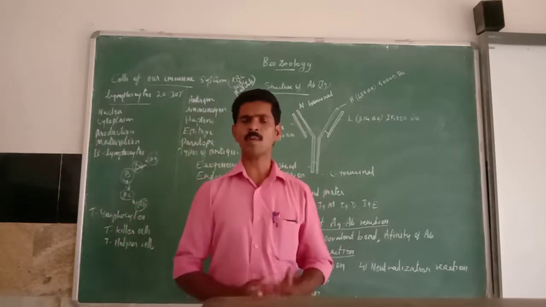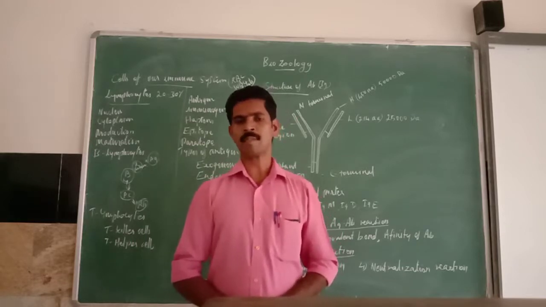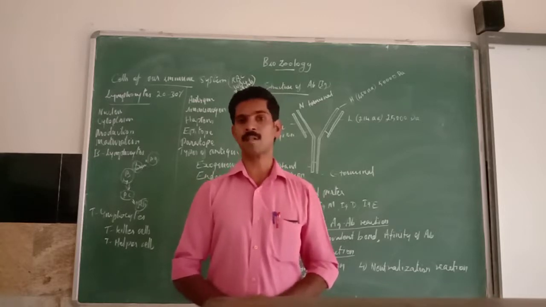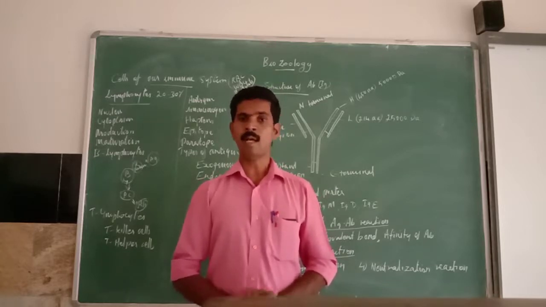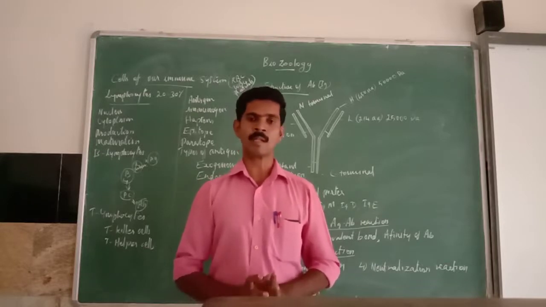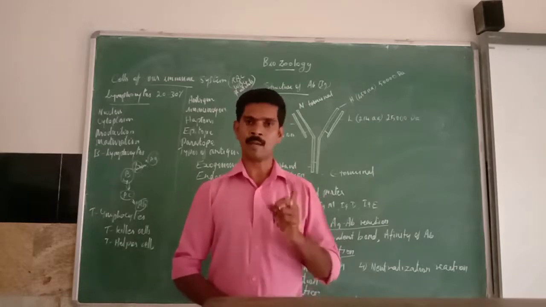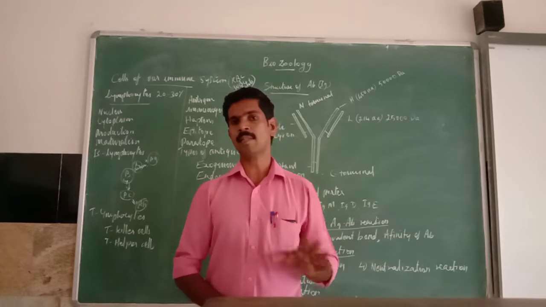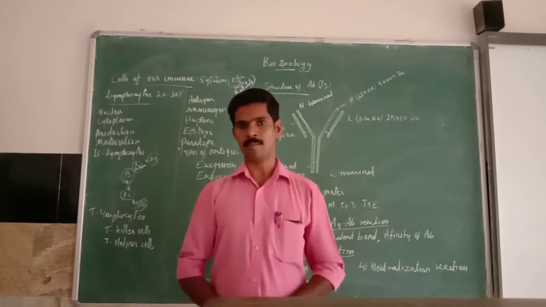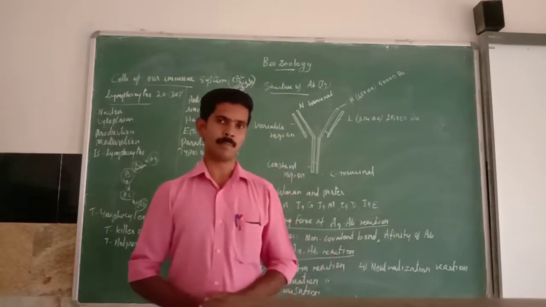You all know there are three types of blood cells present in our body: WBC, RBC and platelets. There are five types of WBCs: lymphocyte, monocyte, basophil, eosinophil and neutrophil. All the five types of WBCs, the RBCs and the platelets are involved in our immune system. First we are going to study the structure of lymphocyte.